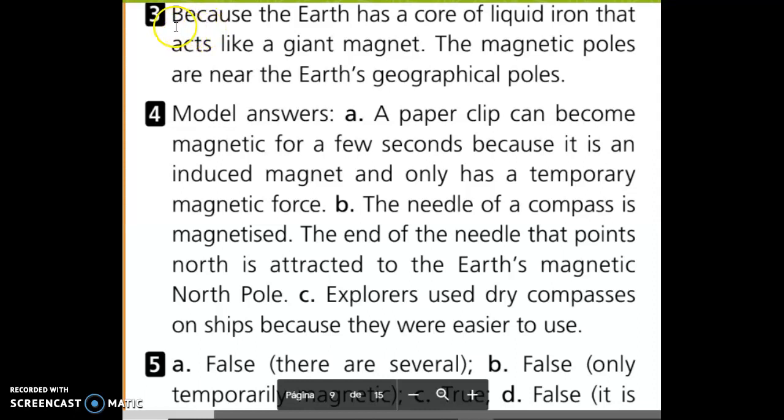So exercise number 3, you've got here: because the Earth has a core of liquid iron that acts like a giant magnet. The magnetic poles are near the Earth's geographical poles.